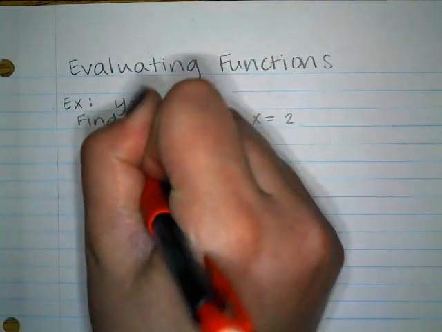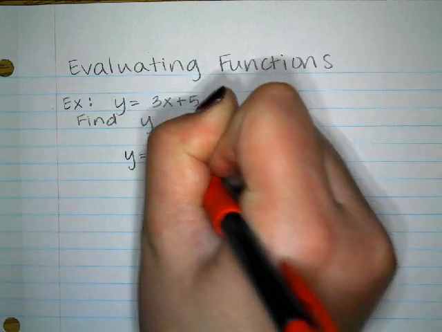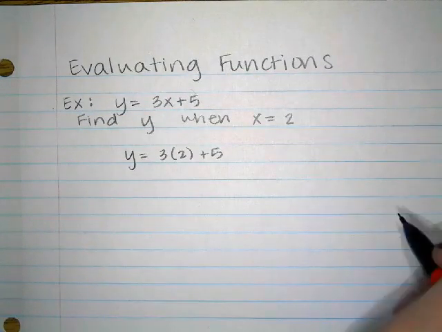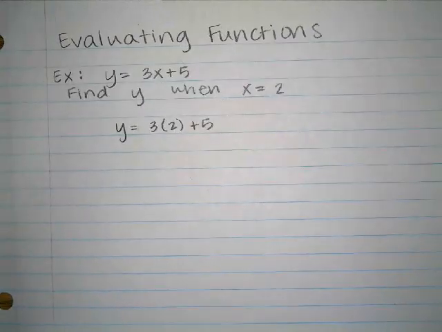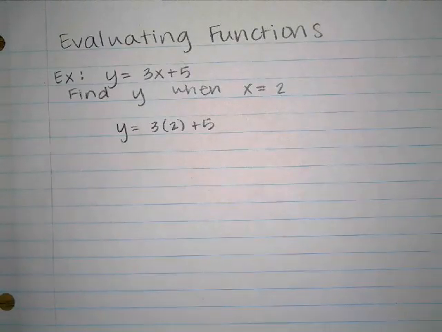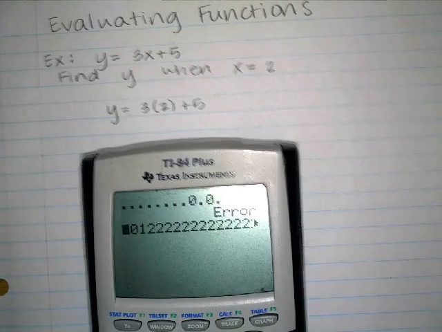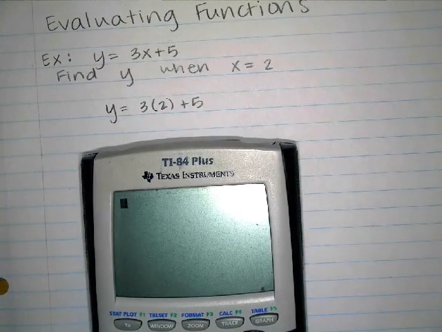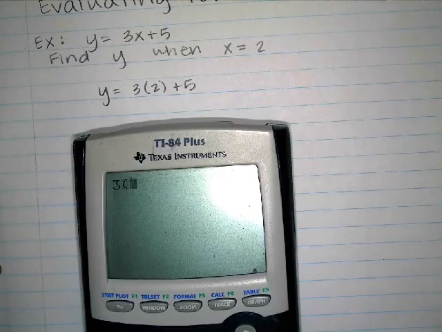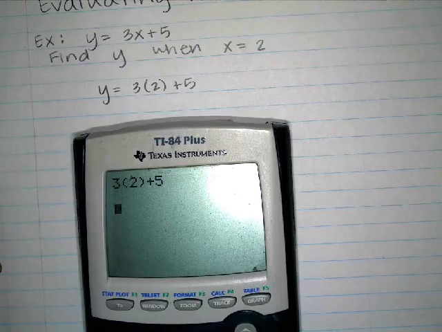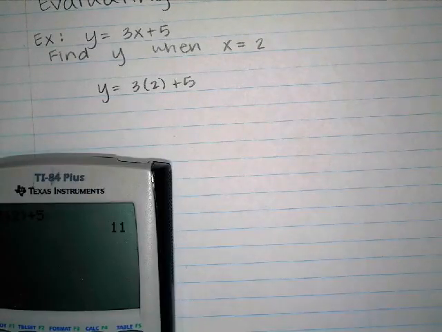So you would say y equals 3 times 2 plus 5. And then you could plug that straight into a calculator, or if you're comfortable with order of operations, you would know that multiplication happens first. So you would do 3 times 2 first, and then add the 5 to it. But your calculator can do all of those operations for you at once, and it would say that's just 11. So y equals 11.